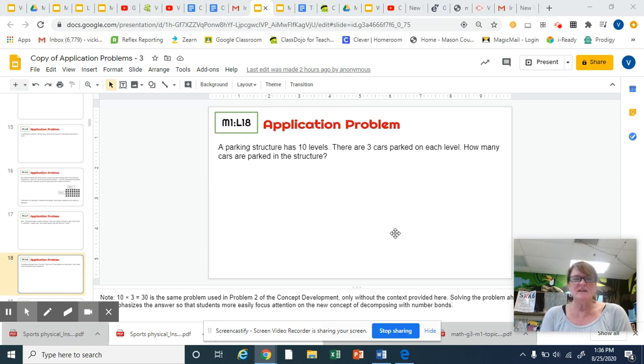So let's read it. A parking structure has 10 levels. There are 3 cars parked on each level. How many cars are parked in the structure? So think about a parking garage, how there are levels. And if you picture this one, wow, it's 10 levels. That's a tall one. You put 3 cars on each level. Okay, how would you draw that?